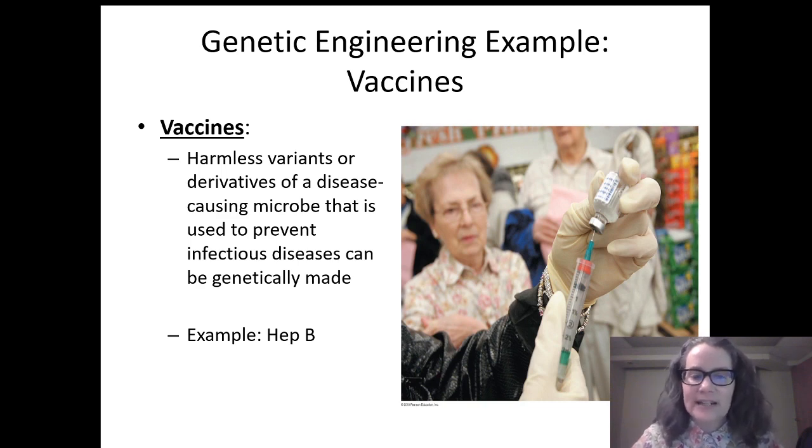Another way that we use genetic engineering is to develop vaccines. Vaccines are harmless variants or derivatives of a disease-causing microbe that we can then inject into humans so that we build memory cells, immune system cells that remember certain protein codes or certain pathogens for the future so that they can deal with them more quickly.